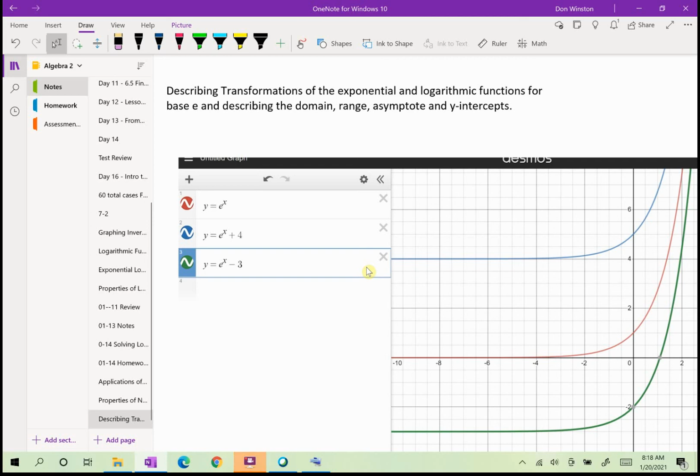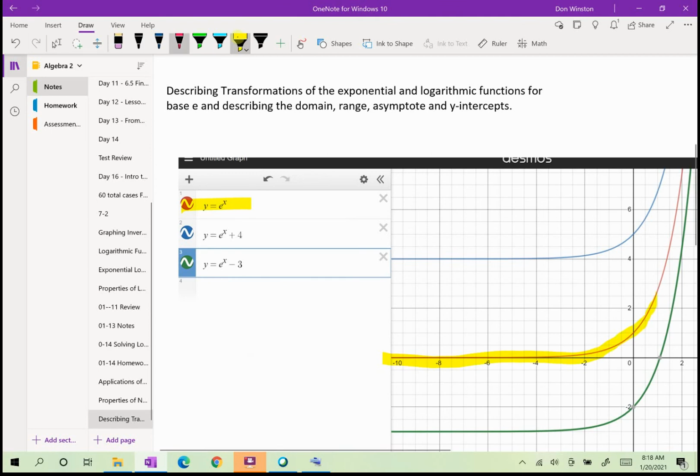Okay, good morning, everyone. The last thing that we will take a look at in Chapter 7 is transformations of the exponential and log function for base e. You should be able to take a look at a graph and describe the transformation from the parent function. So let's take a look at the parent function, y is equal to e raised to the x, which is graphed right there.